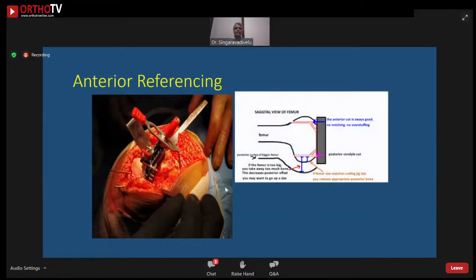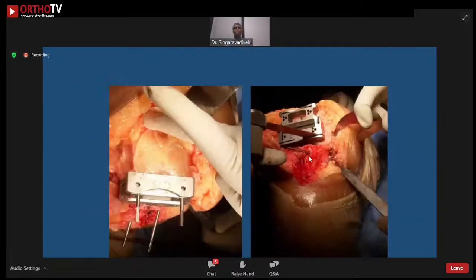If you are altering the size, if you are downsizing the component, then it will take more posterior cut. The anterior cut will remain the same. As we keep on downsizing, more posterior bone will be taken, and that will increase the flexion gap. So with an anterior sizing component, if you downsize it, you will take more posterior condyle, and it will result in a bigger flexion gap.